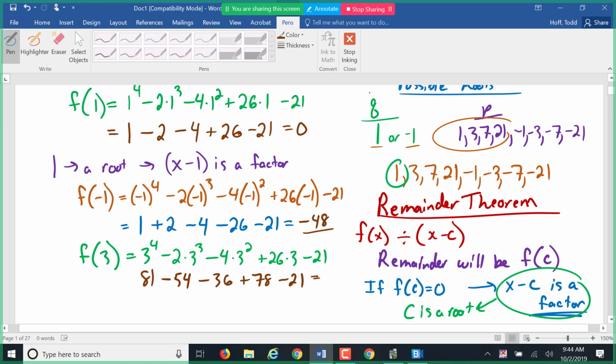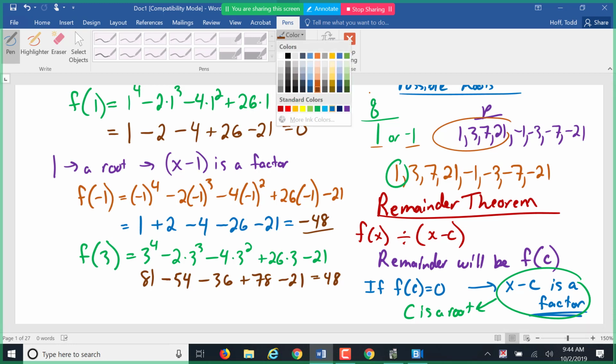So let's see what we get here. 81 minus 54 is 27. Minus 36 is a negative 9. Plus 78 is 69. Minus 21 is 48. That's not a factor. Let's do negative 3.